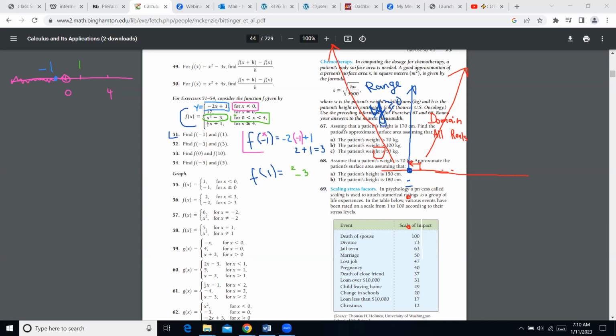So once I found out which piece we're supposed to use, well, then it becomes a straightforward calculation, right? So just plug in this 1 here. So square is still 1, and then you subtract 3 and you get negative number 2. -2 is the result.